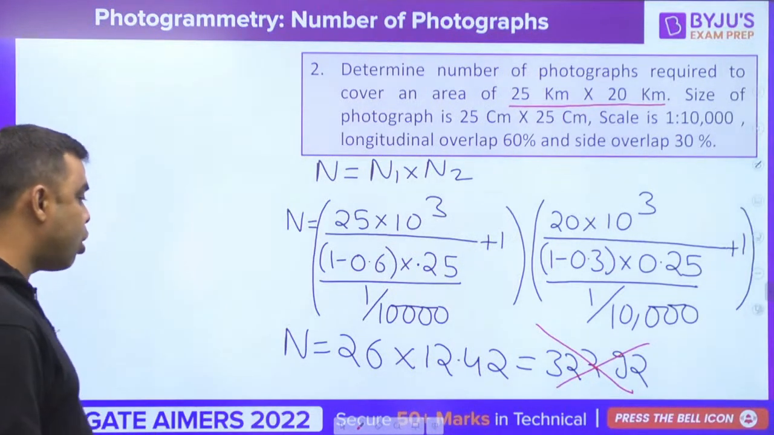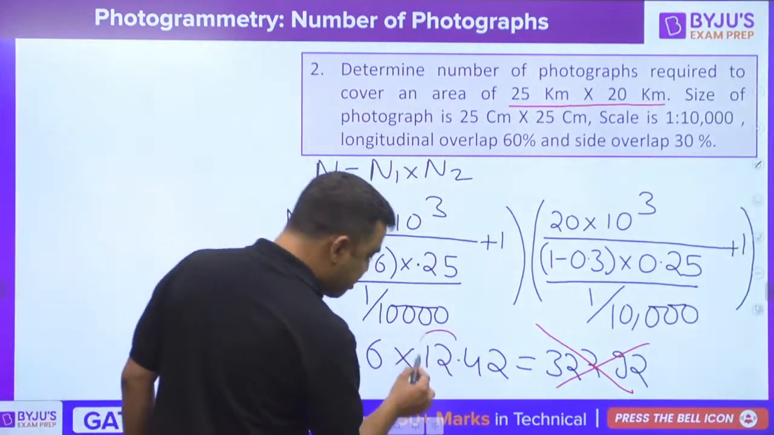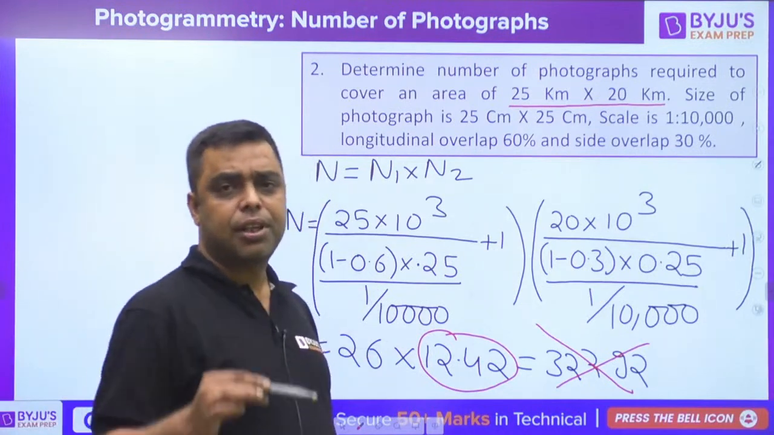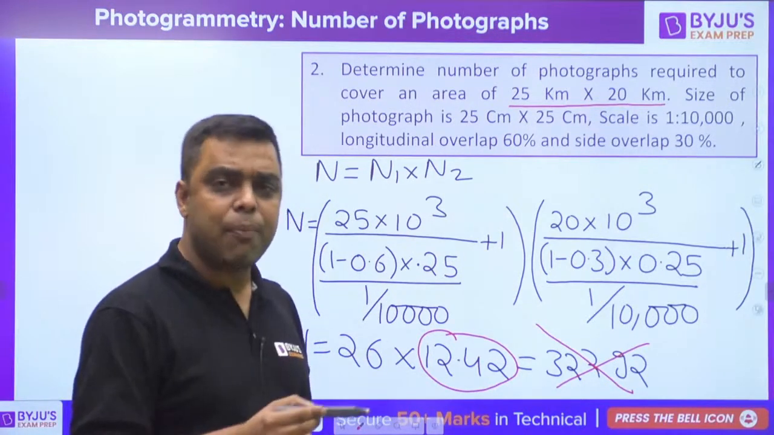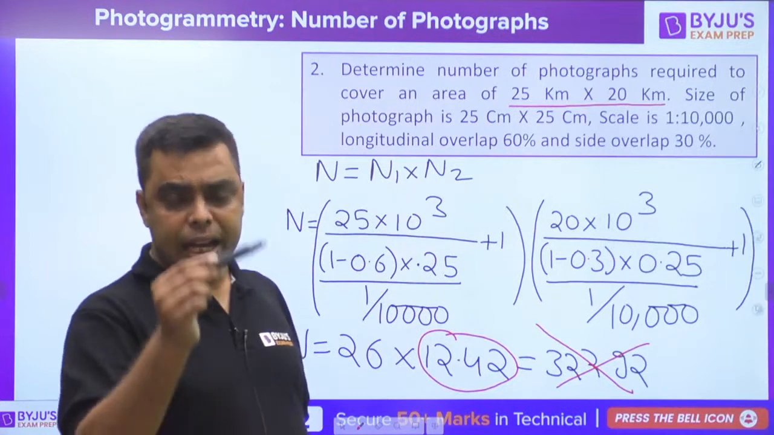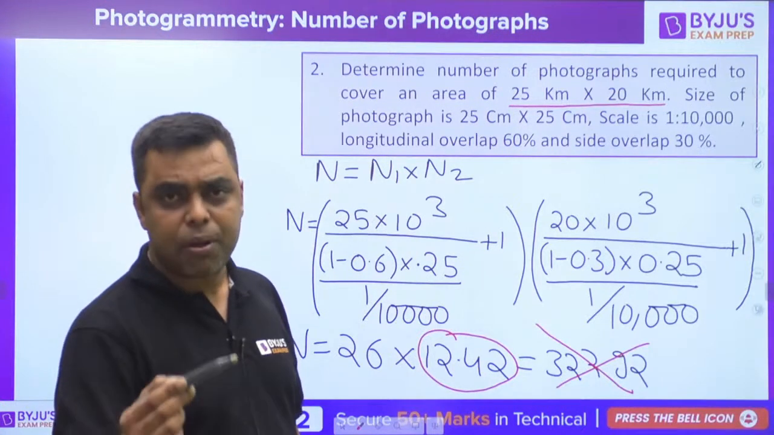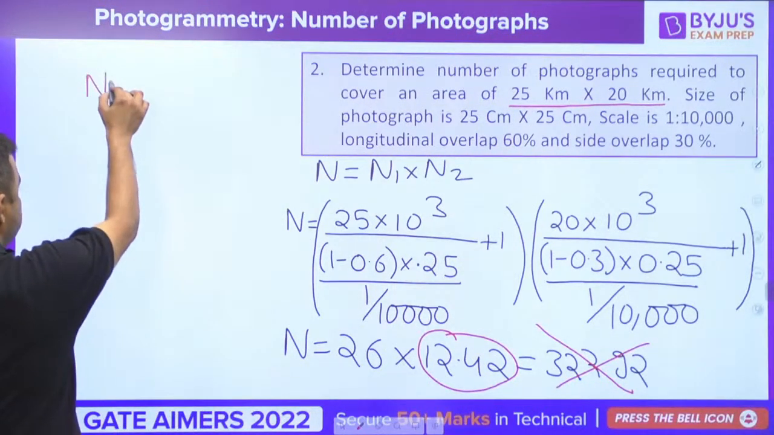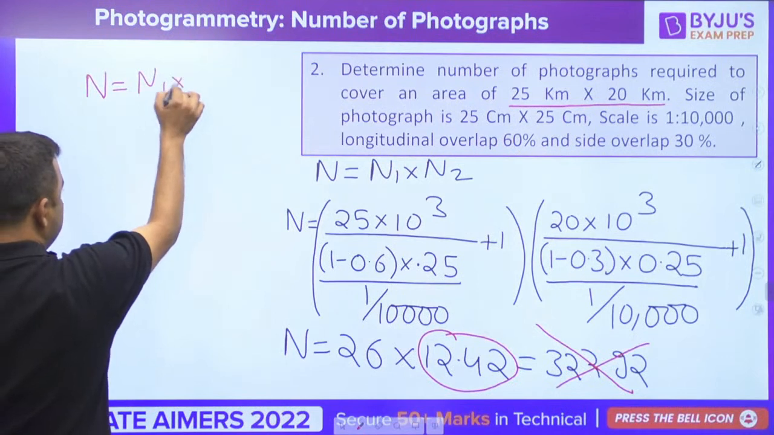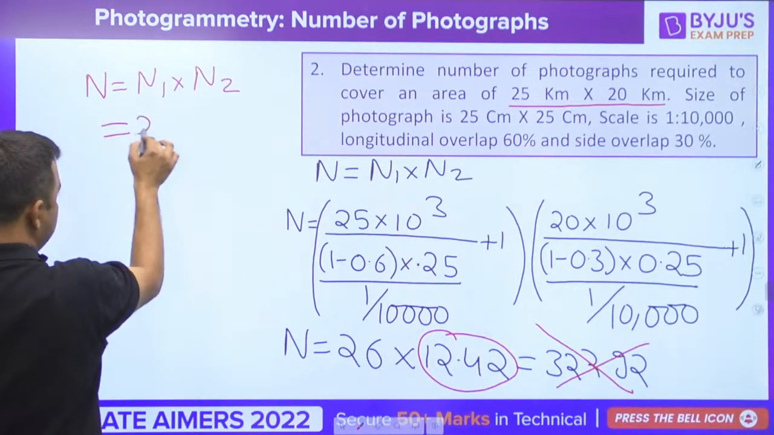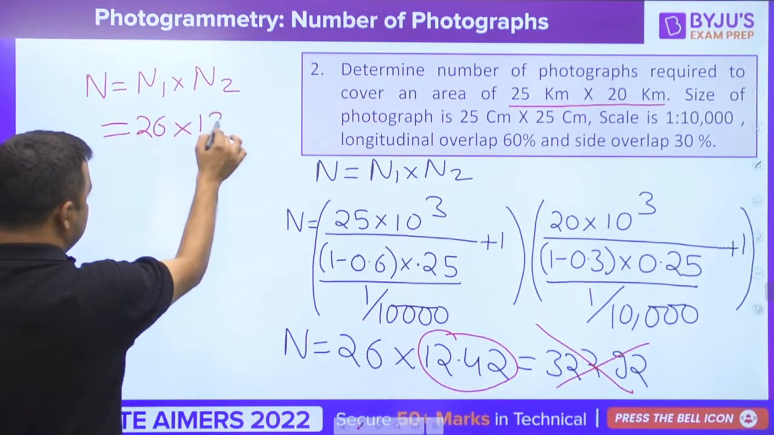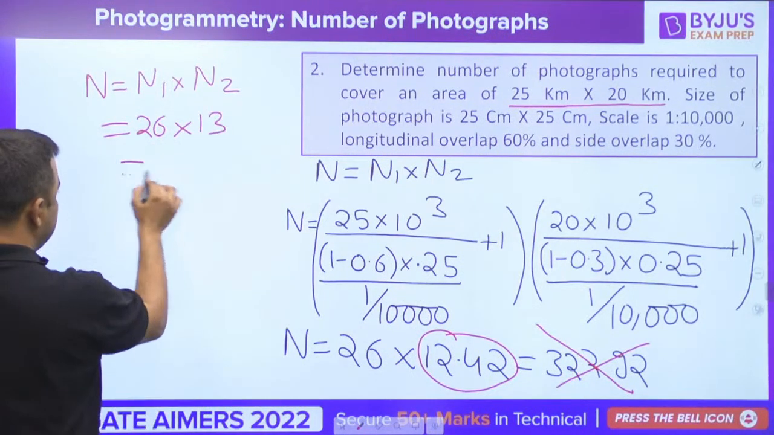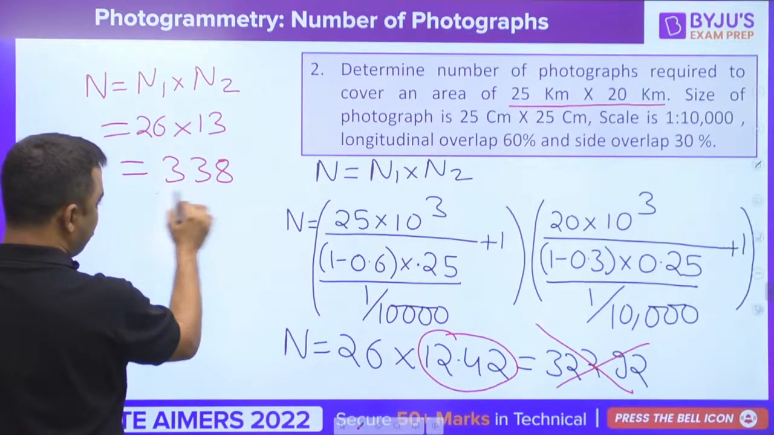Why is this absolutely wrong? Because, guys, can we have 12.42 number of strips? See, either we can have 12 or we can have 13. We cannot have 0.42 strip. So n is equal to n1 into n2, where n1 will be 26 and n2 will be 13. So 26 into 13. That will be 338 photographs.